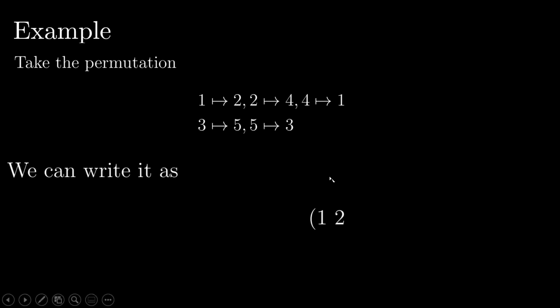And it maps to 4. But 4 maps back to 1, right? So we have to close that cycle. And now we compose it with the cycle starting with whatever is the smallest thing that we now haven't used, right? And that's 3. And what does 3 map to? 3 maps to 5, and 5 maps back to 3. And so this is what this permutation would be written as in terms of disjoint cycles.